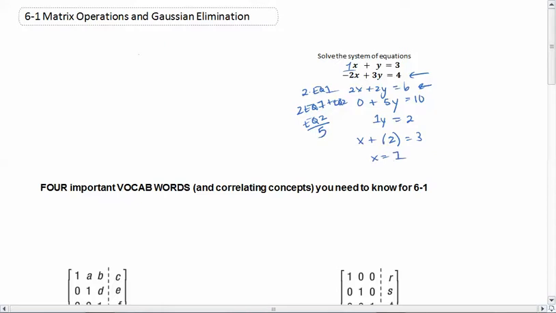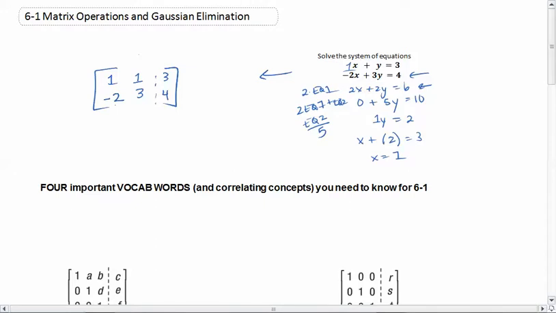Now, we could write this in a matrix. We could use an augmented matrix, where we take our coefficients and put them in a matrix and put the numbers next to it. So that would look something like this for where we started. We started with our coefficients 1, 1, and then 3. Negative 2 is our second, 3, and then 4. And this is our augmented matrix of that system of equations.